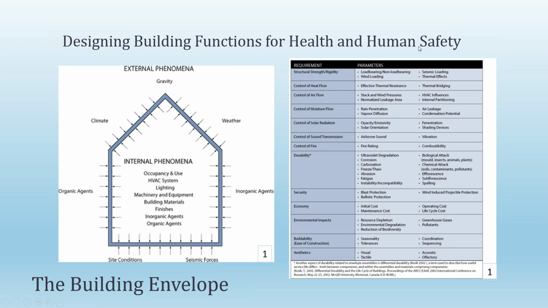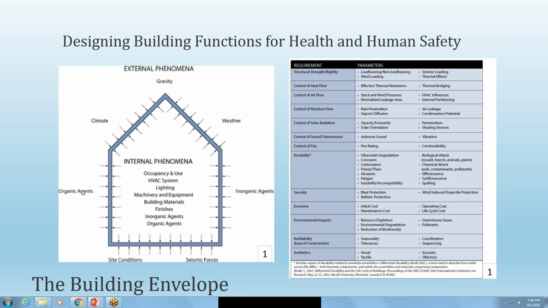So design building functions for health and human safety continued. Here's just an example of all the different forces that should be taken into consideration. So we have internal phenomena: occupancy and use, HVAC system, lighting, machinery, equipment, building materials, finishes, inorganic agents, and organic agents. I don't think people realize just how much occupancy and use can have an effect on a building, especially the heating of a building. And certain rooms can heat up faster depending on how quickly they're filling up with people.